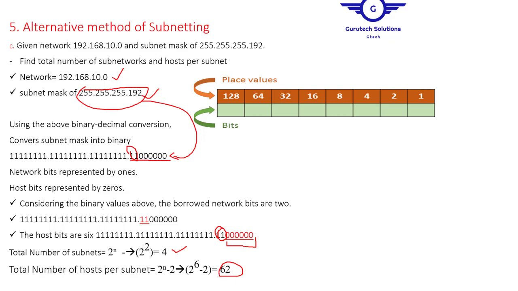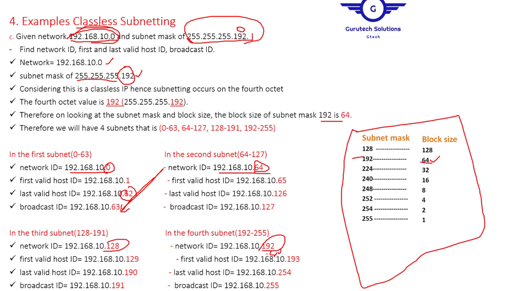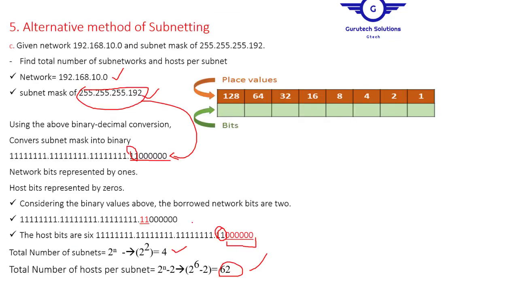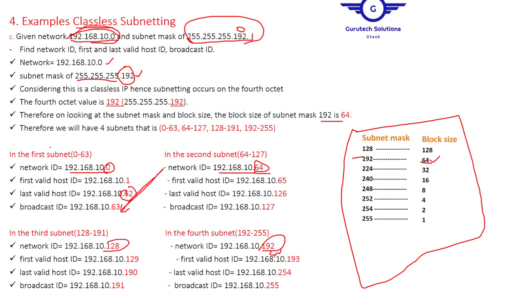Alright, so if you compare this value to what we calculated here, you see that they are the same, because we've been told the number of subnets is 4 and the number of hosts per subnet should be 62. If you come here, you can see that we have how many subnets? 4. 1, 2, 3, 4. And how many hosts per subnet? 62. Okay. Alright, so that's all about this simple subnetting.